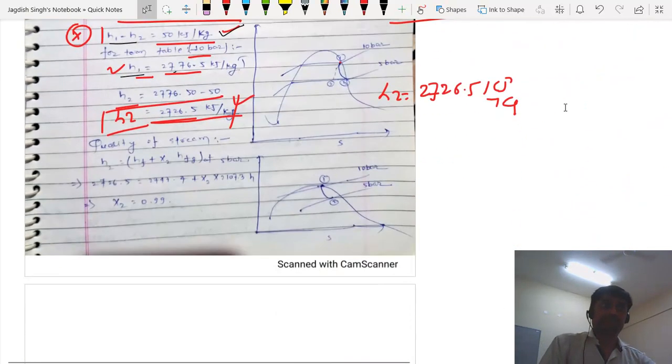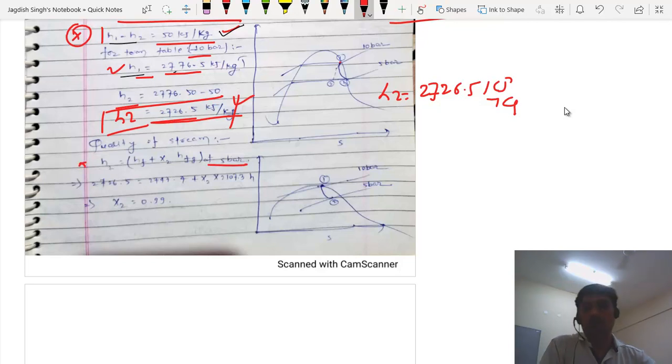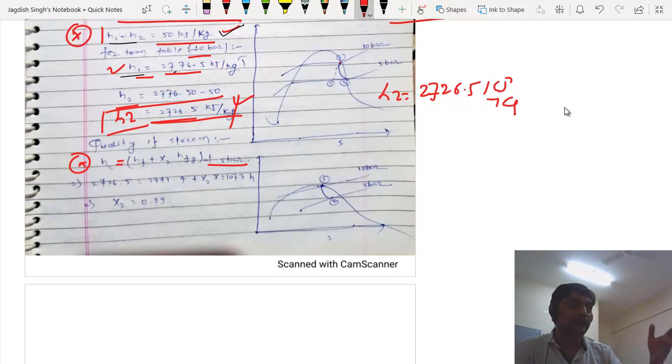We have already seen by the concept of properties of pure substances, this is the basic formula we know: H2 is equal to Hf plus x2 Hfg, at 5 bar. This concept might have been studied in properties of pure substances, because point 2 lies in the wet zone. Now, once again, by using the steam table, we have to find the Hf and Hfg at 5 bar.